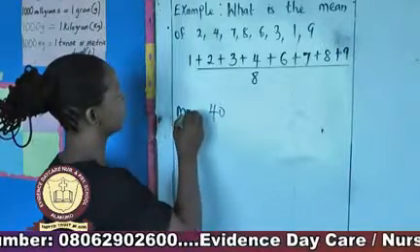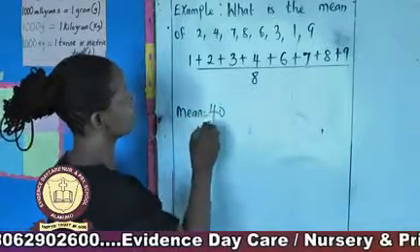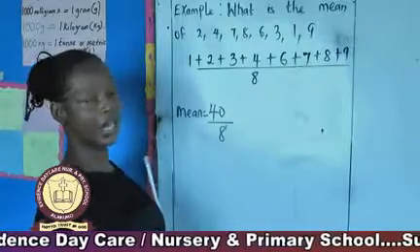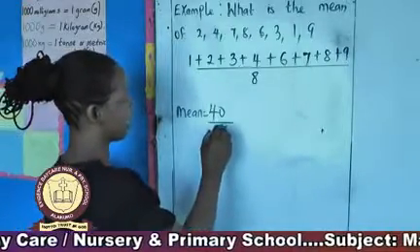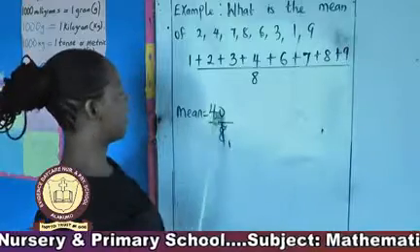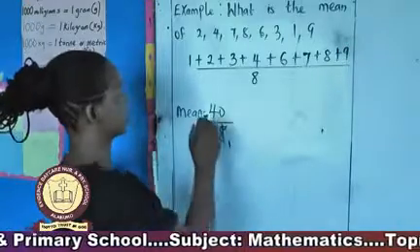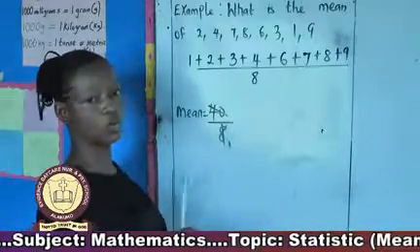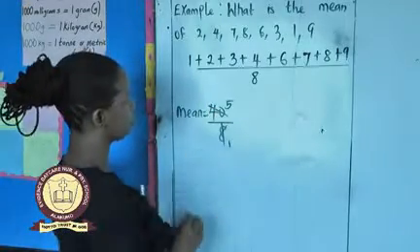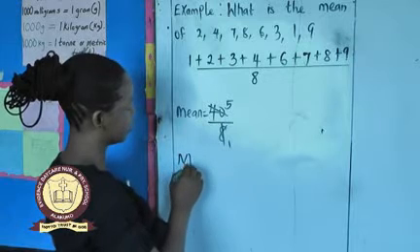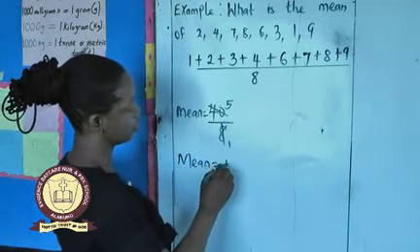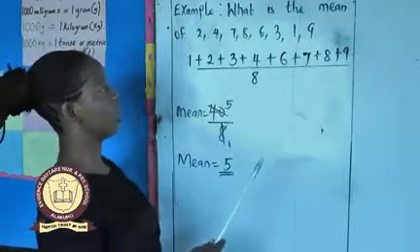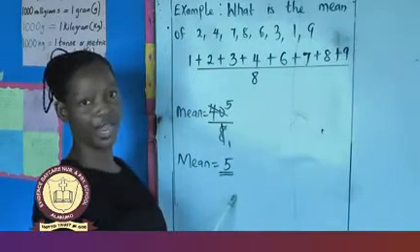You write your mean equals 40 divided by 8. 40 divided by 8. Now you divide. How many 8 can you see in 8? You have 1. How many 8 can you see in this 40? That is, the number you multiply with 8 that will give you 40 is what? 5. So, your final answer is your mean equals 5. So, the average of this set of numbers is 5.